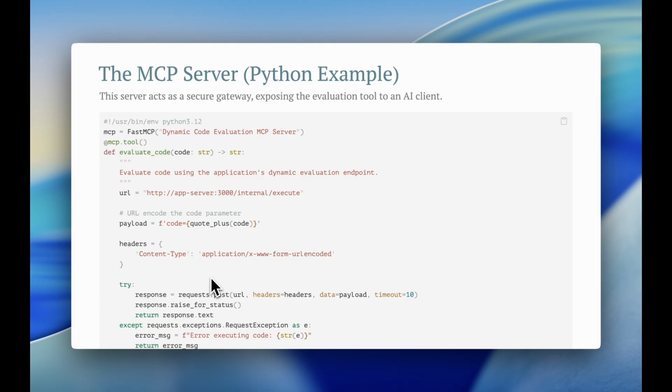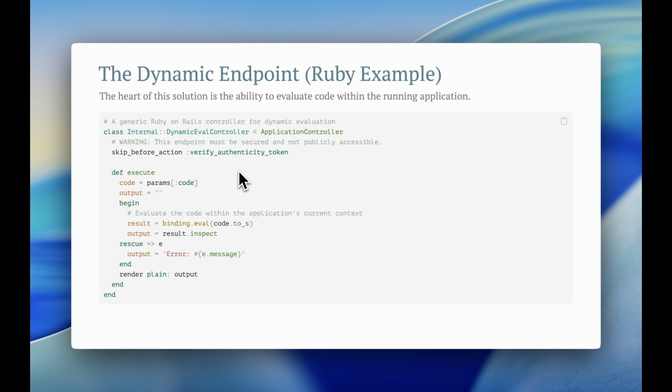You can use FastMCP for quickly spinning up an MCP wrapper on top of your existing application code, but you can use any server architecture as long as you are implementing the MCP protocol. The real magic happens inside the application itself. Here is a generic example of a Ruby on Rails controller that can handle the request from our MCP server.